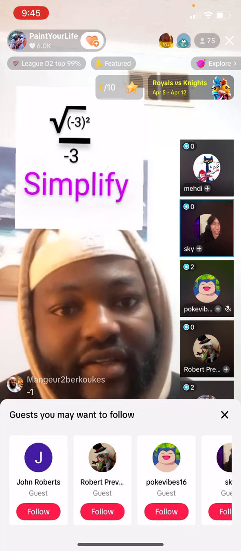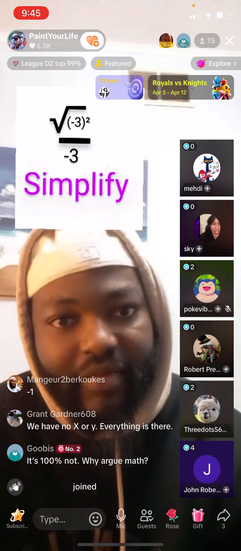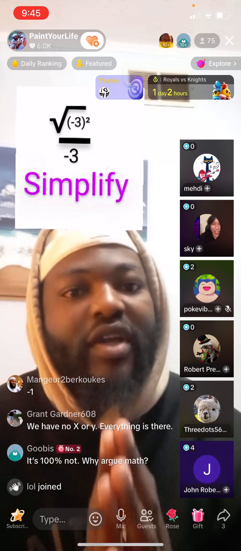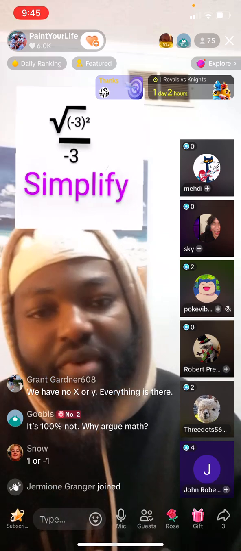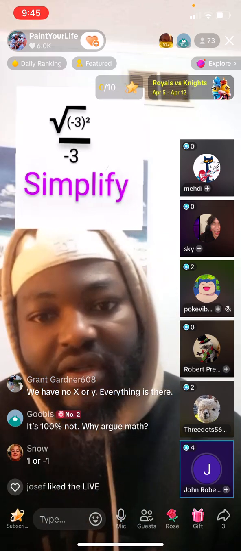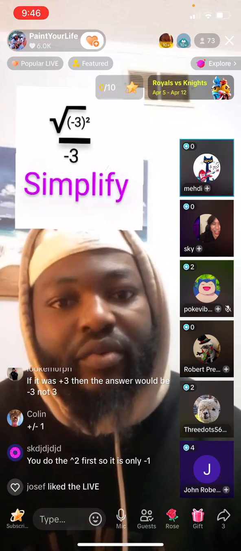Minus 3 squared is an absolute value. Okay, meaning it is a positive number. So how can you square root a positive number and get a negative number?